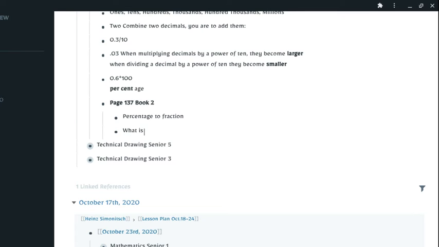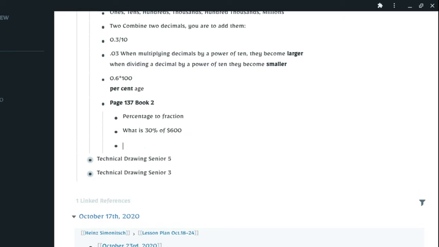What is 30% of $600? So we're moving from test scores now. We're looking at real world applications. I want to quickly give you this example of calculating percentage of money, but these topics will be going in depth after the midterm.